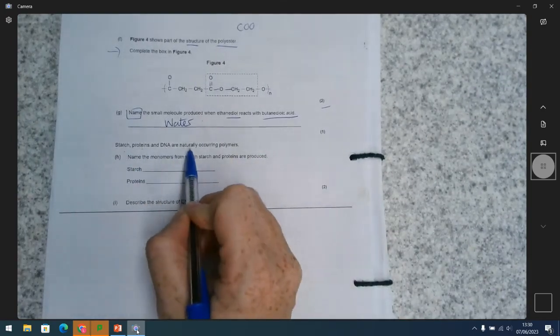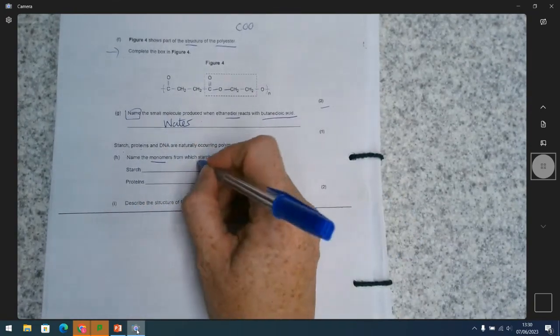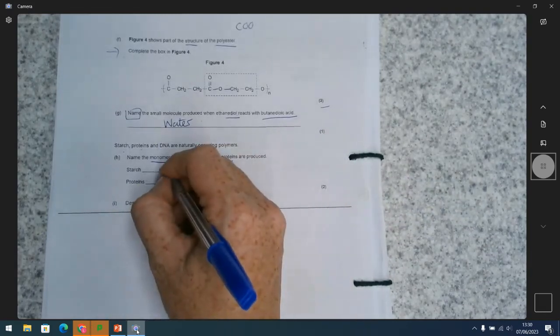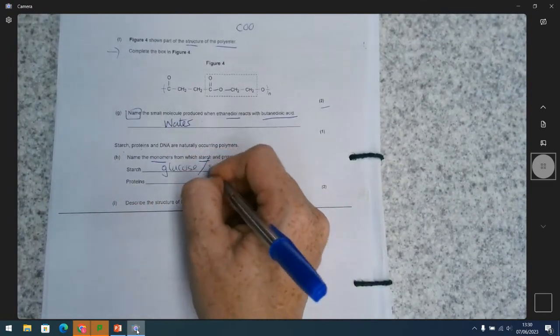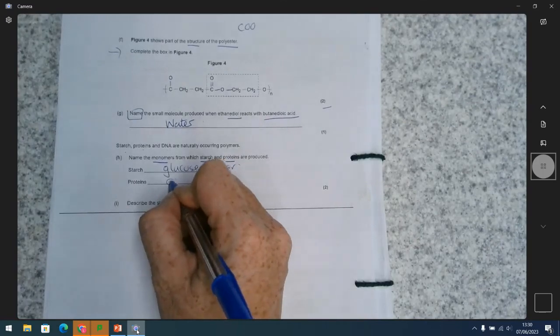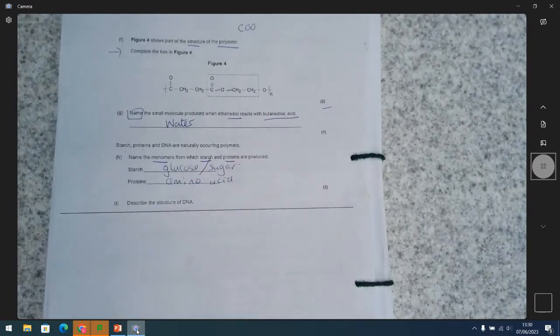Starch, proteins, and DNA are all naturally occurring polymers. Name the monomers from which starch and proteins are produced. So we know starch. You get the mark for saying sugars, glucose, which is sugar. Proteins, we should know that that is amino acids. We've already talked about that. So nice and straightforward. You just got to learn those, I'm afraid.